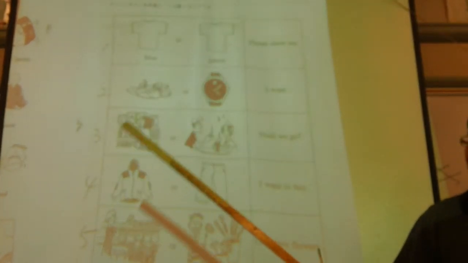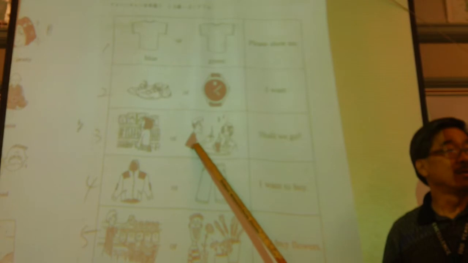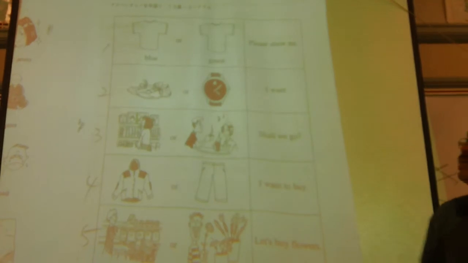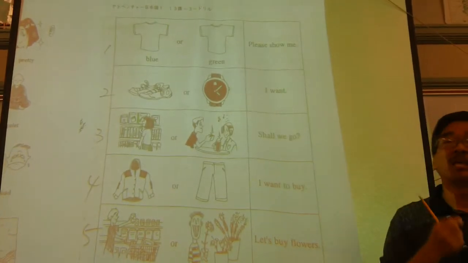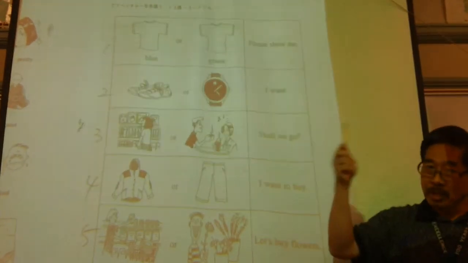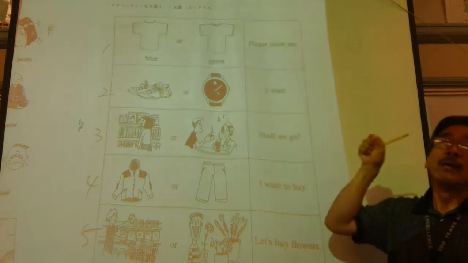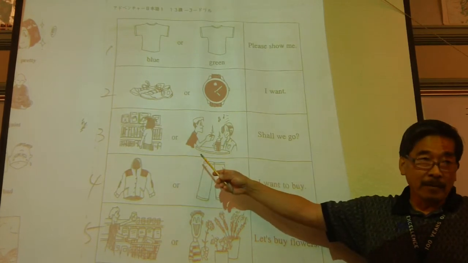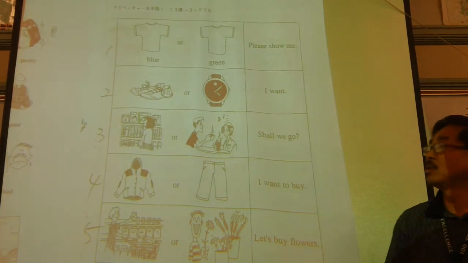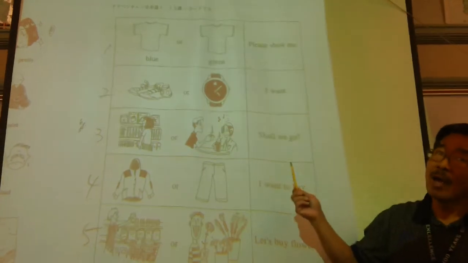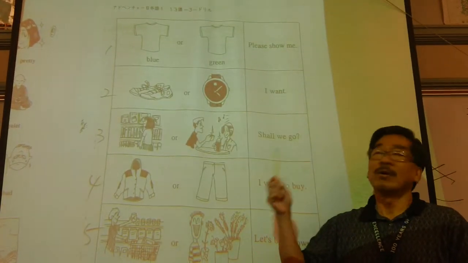本屋か喫茶店へ行きましょうか。Okay? So go is a direction verb. Go, come, return. Only three verbs, and a place. So go to the bookstore or the cafe. Shall we go to the bookstore or coffee shop?